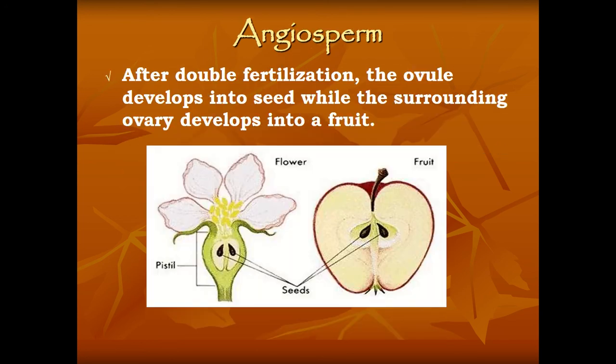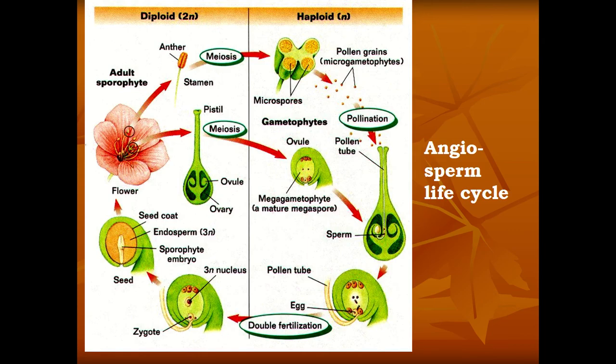So after double fertilization between the first sperm cell and the egg, the ovule will develop into a seed, while the surrounding ovary will develop into a fruit. Okay, so this is how the life cycle looks.